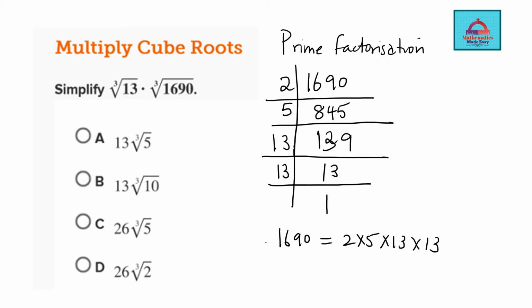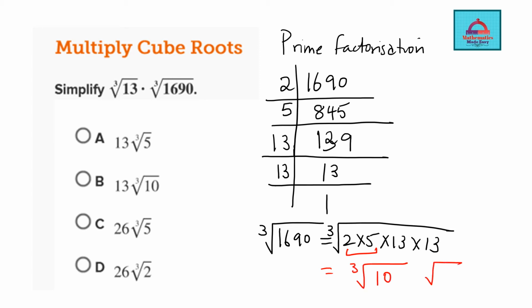Okay, so when I take the cube root of this, it will be the cube root of this. Now if you see carefully, there are no three pairs where you can get it out of the cube root. So you can just multiply. This is cube root of 10 and cube root of 13 three times, cube root of 13 three times.